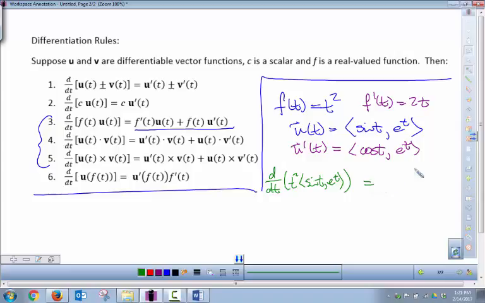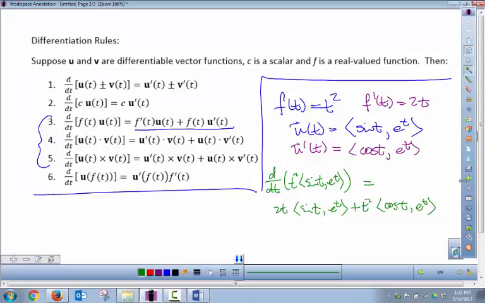is equal to the derivative of the first, so the derivative of t squared, which is 2t, times the second, sine t, e to the t, plus the first, which is just f of t, that's t squared, times the derivative of the second, cosine t, e to the t. Okay. Now we can simplify it if we want, or we could leave it like this. I suppose it's fine.